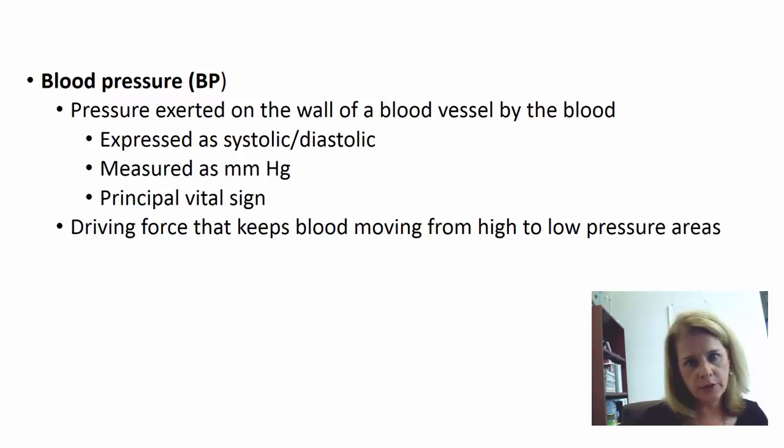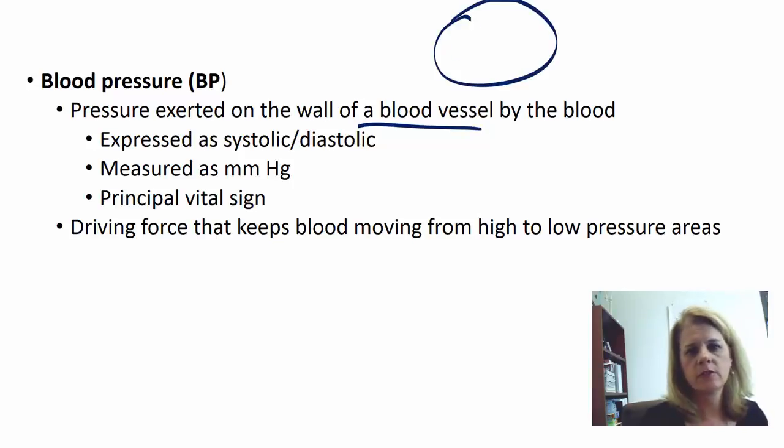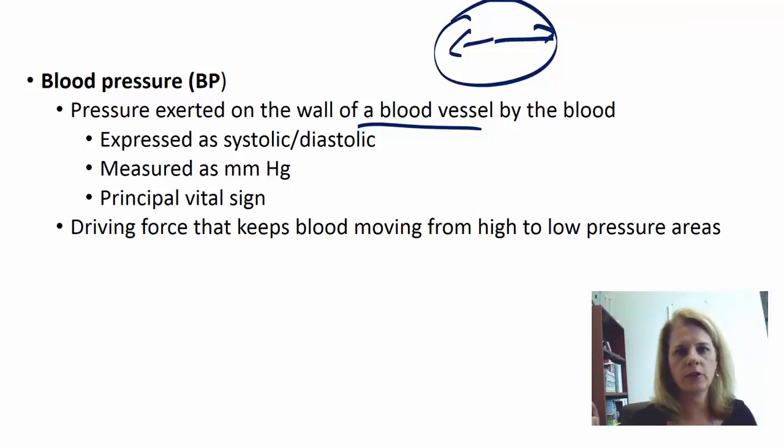So blood pressure is the pressure of the blood on the wall of the blood vessel. So you imagine a blood vessel as a tube. As the blood's flowing through it, it is that pressure it exerts against the wall. And we use the term systolic over diastolic to measure blood pressure, and we measure it in millimeters of mercury. And it's a principal vital sign.